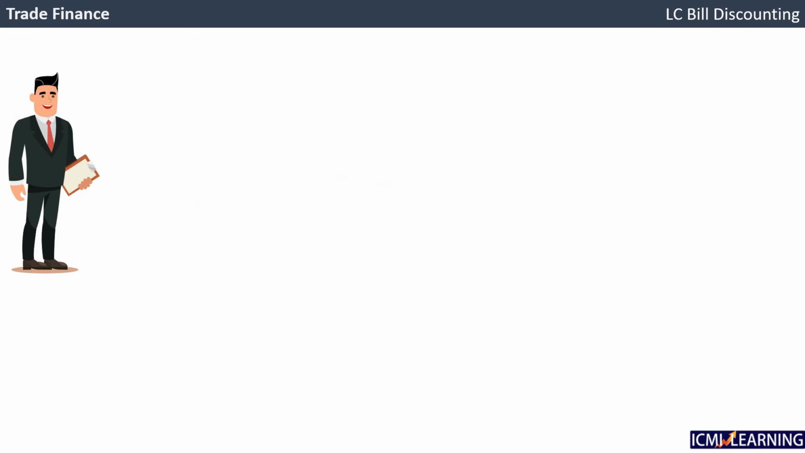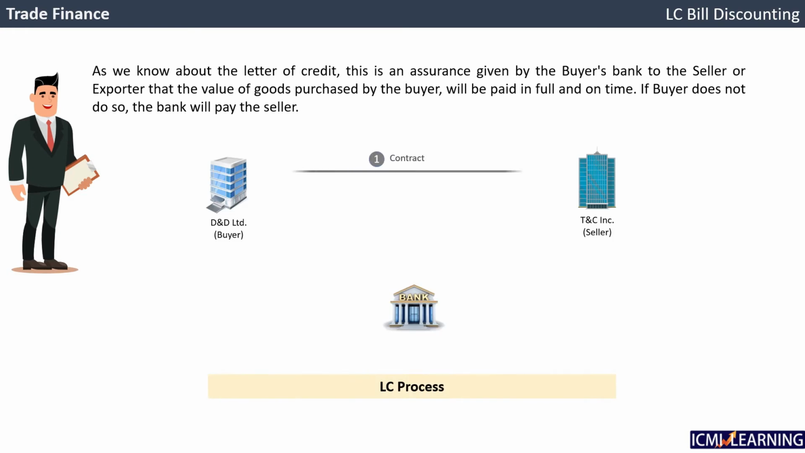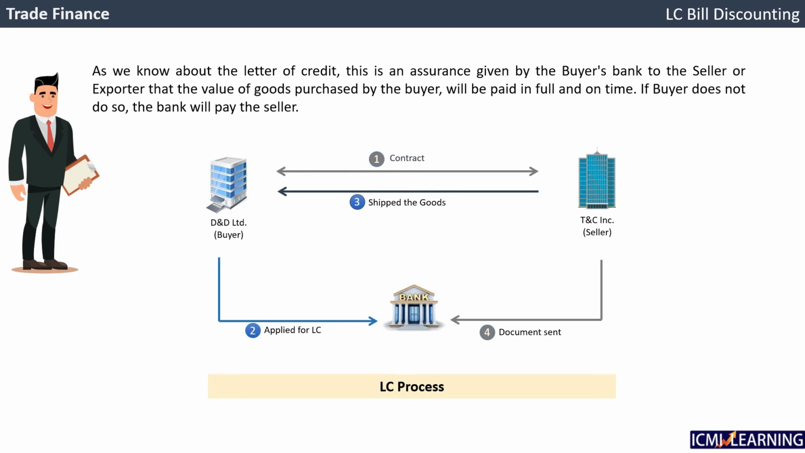As we know about the letter of credit, this is an assurance given by the buyer's bank to the seller or exporter that the value of goods purchased by the buyer will be paid in full and on time. If buyer does not do so, the bank will pay the seller. The contract is made between the buyer and the seller. The buyer applies for the LC. The seller then ships the goods. The document is sent to the bank by the seller. The bank does the payment ahead to the seller.